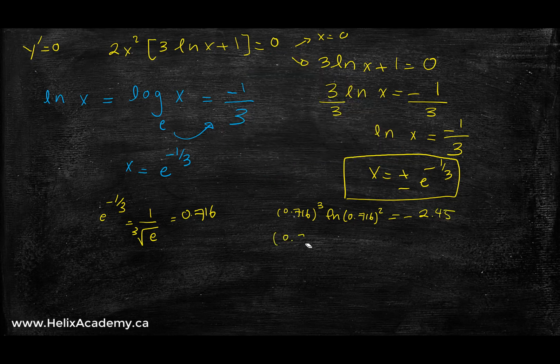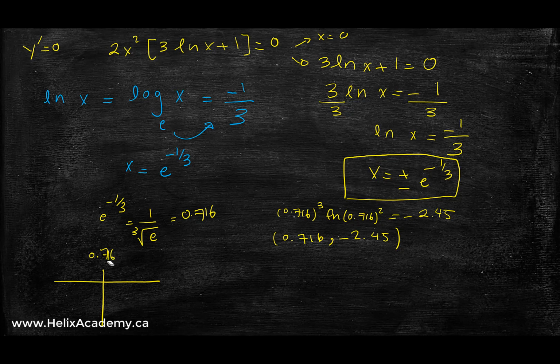Therefore, at 0.716 and -2.45, I will either have a minimum or a maximum. Then how can I actually find out which one it is? I will use my sign chart. So I will have 0.716.